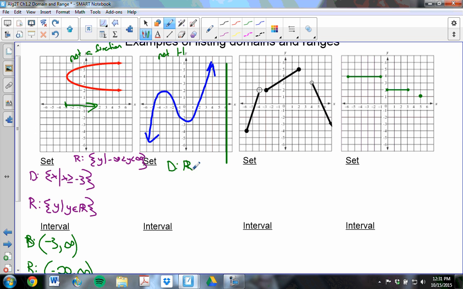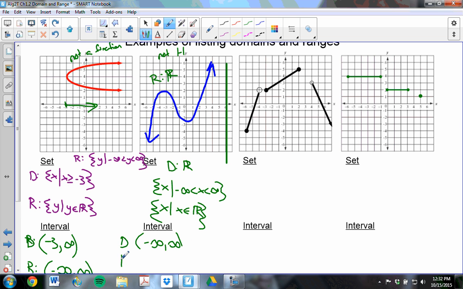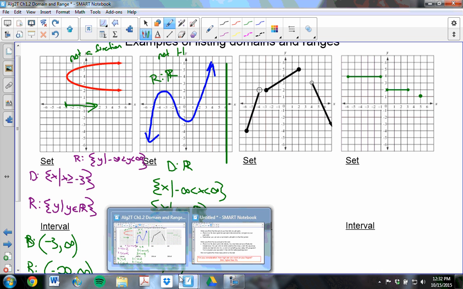If you wrote that, I'd be okay. But the actual way you should write the set notation is the set of all numbers x such that negative infinity is less than x, which is less than infinity, or the set of all numbers x such that x is in the real numbers. Those would both be the domains. The range is also all real numbers. If I was going to do that by interval notation, it'd be negative infinity to infinity for my domain, and negative infinity to infinity for the range.